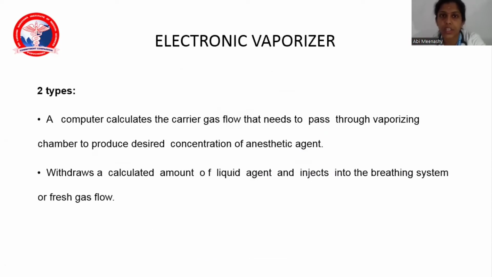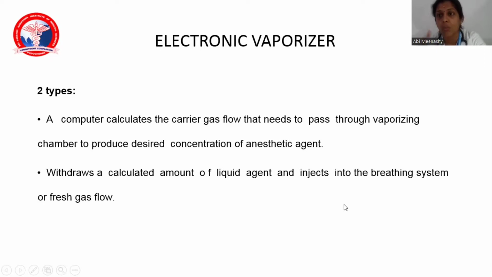Okay, then there is the electronic vaporizer. There are two types of electronic vaporizers. A computer calculates the carrier gas that needs to flow through the vaporizing chamber to produce a desired concentration of anesthetic agent. So we will set the concentration that is required. The computer will calculate how much fresh gas flow needs to go to the vaporizing chamber to produce the desired concentration of anesthetic agent.